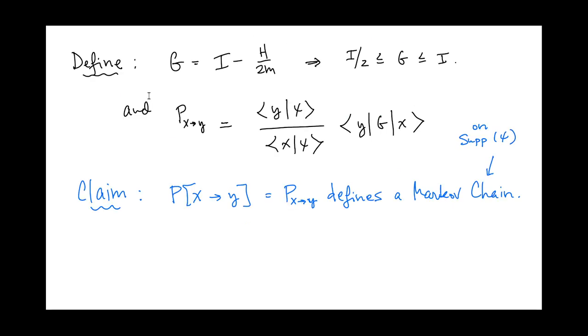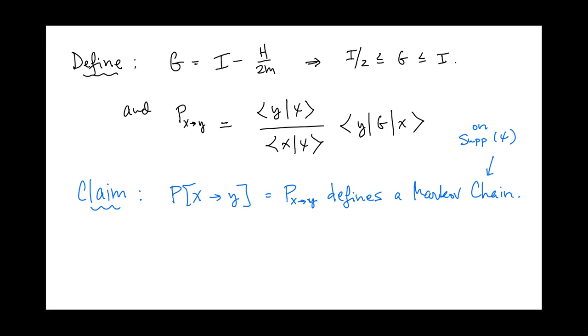So here's the definition of the random walk. I'm taking this G to be I minus H over 2M, and this guarantees that the norm of G sits in between 1 and 1 half, okay? Because H is between 0 and M, and I'm subtracting it from the identity. And so the random walk is defined as follows. I have some standard basis string X, and the probability of moving to Y is the following expression, where psi is a ground state of the Hamiltonian, okay? So it's the ratio of the amplitude of Y to the amplitude of X multiplied by this cross-diagonal term of G. And this is guaranteed to be non-negative, okay?